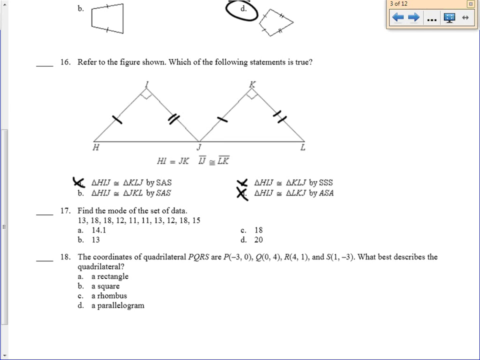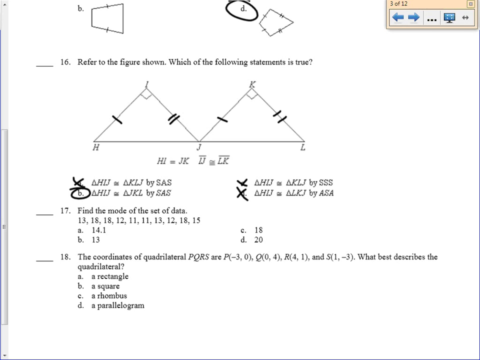Then B must be. What I want you to start doing is understand if you go HIJ, then over here it should be the same order. So H, the right angle is IJ, and then JKL by side angle side. So 16 is B.